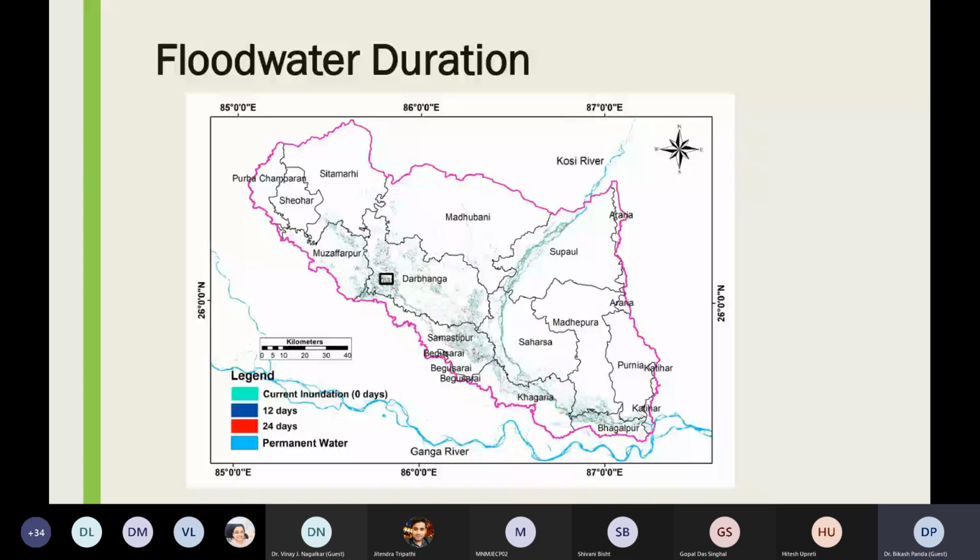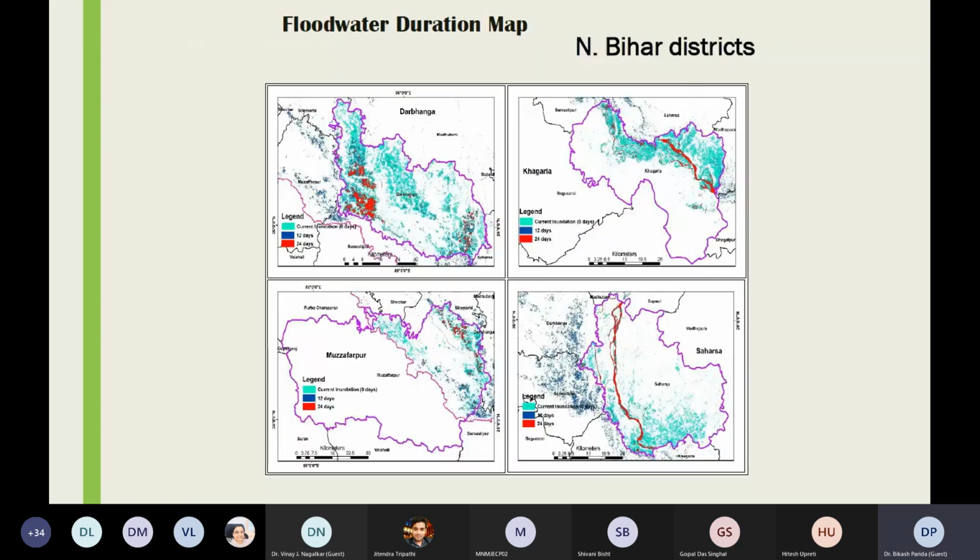And then you have the different government supply chains, to help the people, and the insurance, for giving the insurance coverage. All these things are very useful, and therefore this kind of duration map will also be much more helpful from the policy maker's point of view. This is the duration map, district wise. If you look at the higher resolution, you'll find many pixel areas where the water has still been stagnated over 24 days.